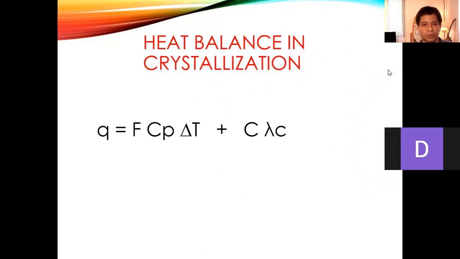So Q equals F Cp delta T, where delta T is the final temperature of the liquid, of the solution, minus the temperature of the feed, plus C, where C is the amount of crystal, times lambda C.